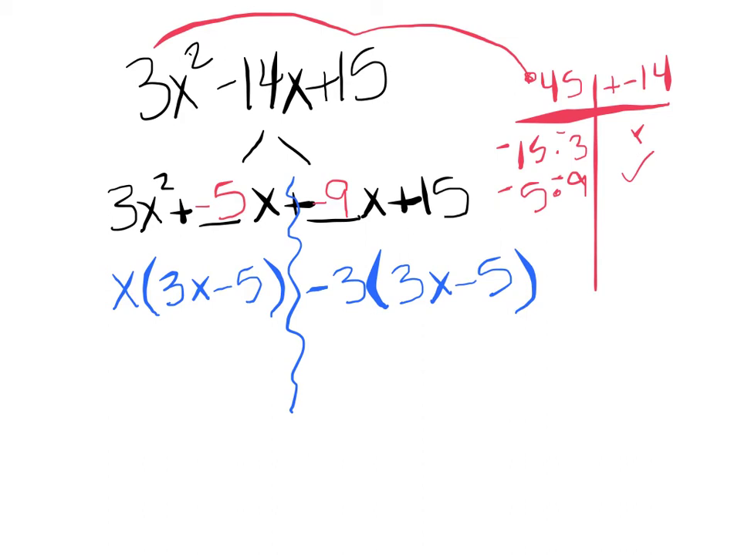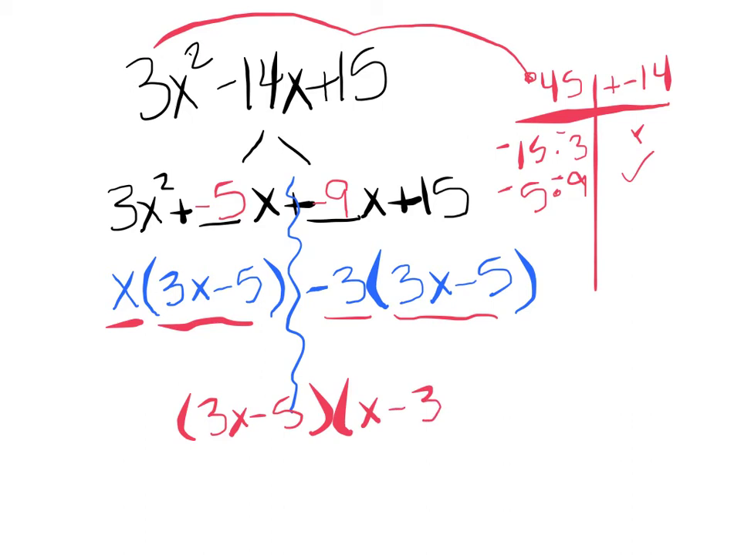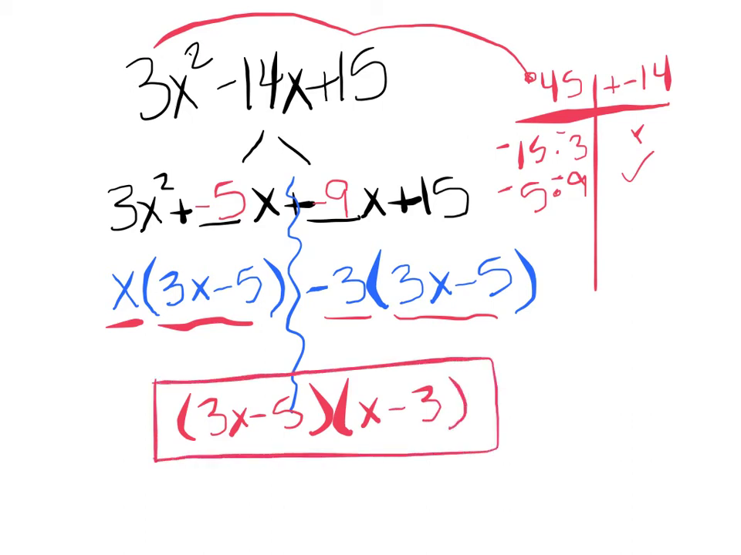Then, to write our final answer, we think, okay, what's the same? 3x minus 5. That was the same. What's left over? X minus 3. And we are done. If we wanted to be really awesome, we would use double distribution to go back and check. In fact, let's do that on this one.